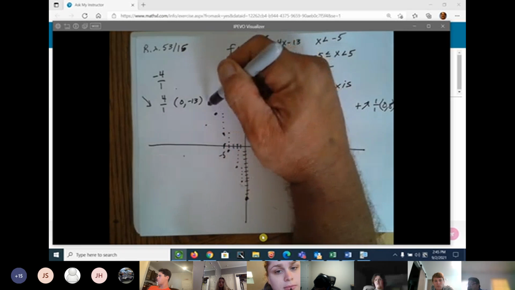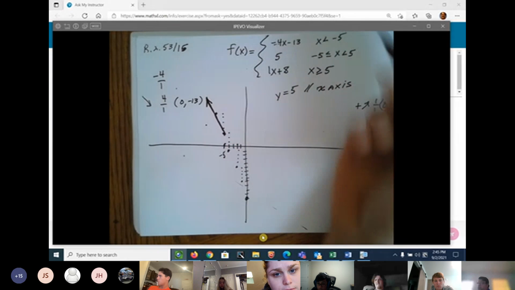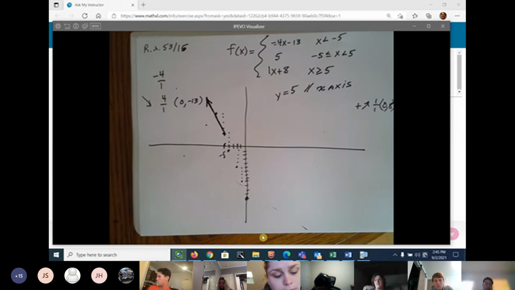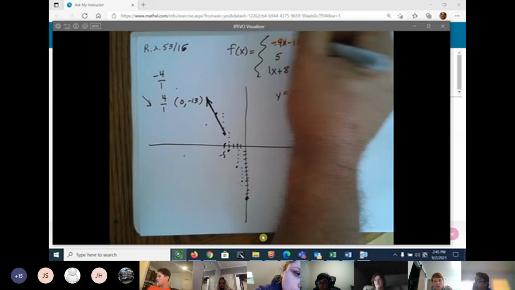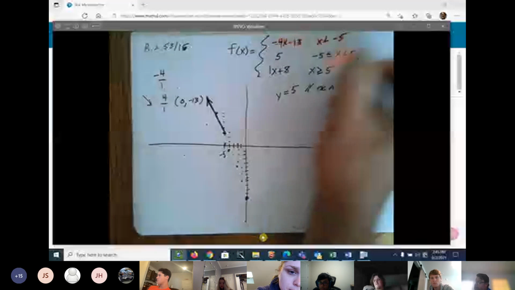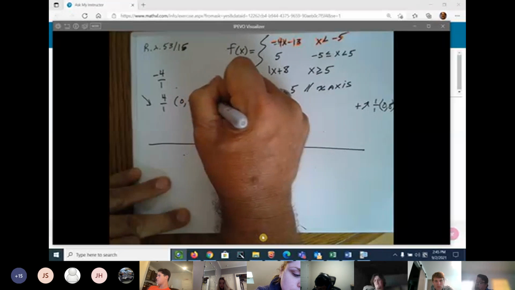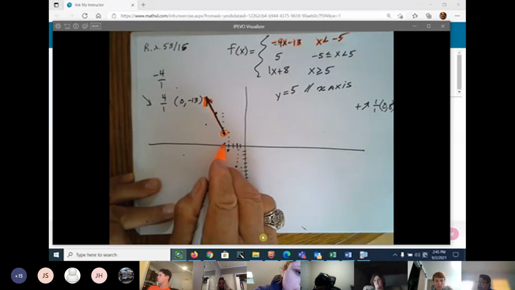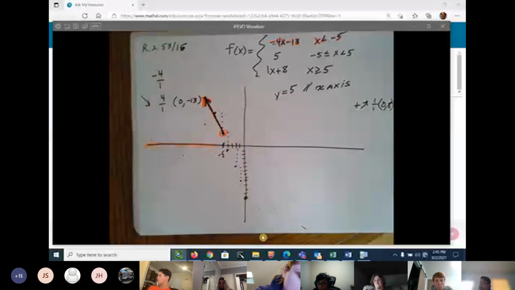So I'm going to draw a line like that. We'll make this negative 4x minus 13. X is less than negative 5, so that means we got an open circle there, and we're using all these x's. Okay, so that's that one.